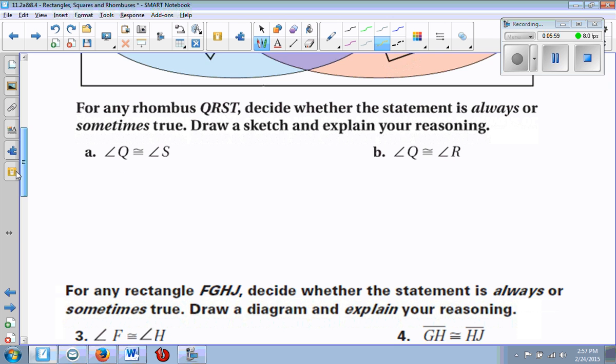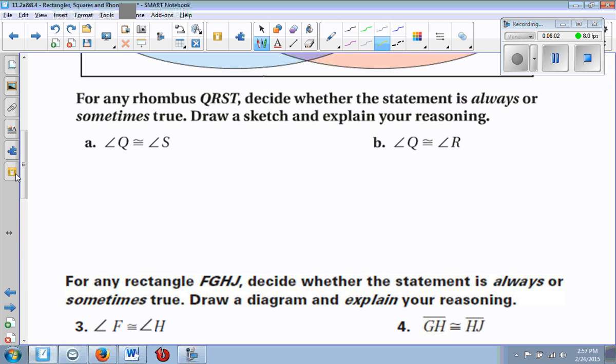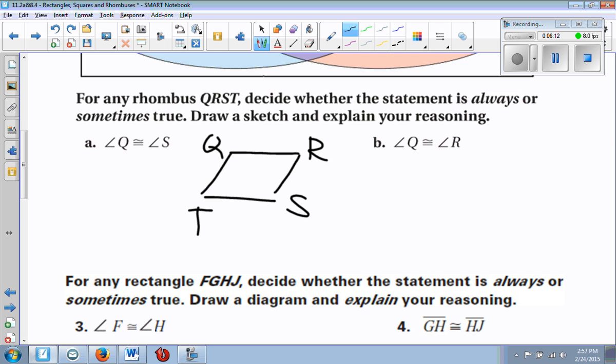So let's talk first. It says if you have a rhombus, QRST, so the first thing I'm going to do is draw a rhombus, and I'm going to name it that, QRST. It says decide whether the statement is always true or sometimes true. So in a rhombus, it wants to know, is Q always going to be congruent to S? Well, Q and S are opposite angles in a rhombus, so yes, this is always true, because this is a property of a parallelogram, which carries into being a property of a rhombus. And the reason why is because opposite angles are always congruent.